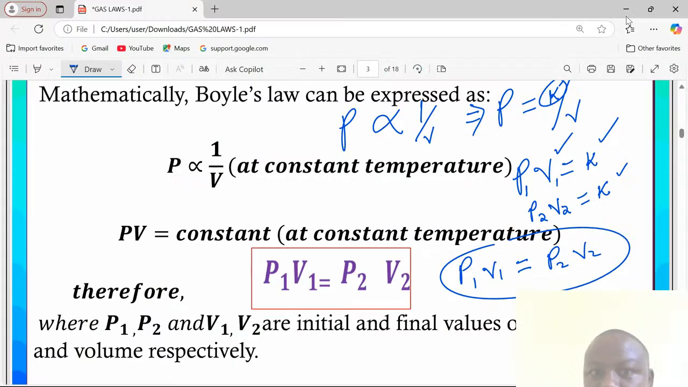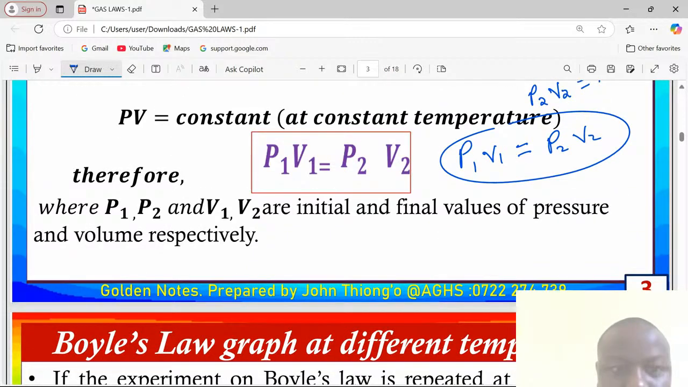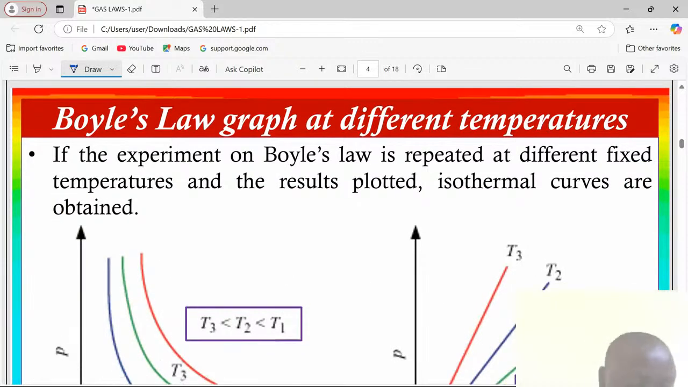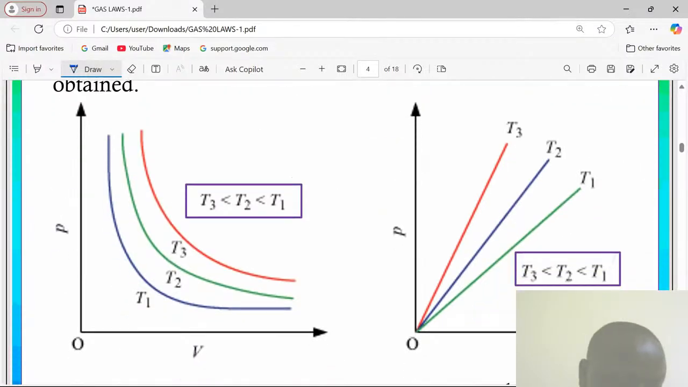We continue with Boyle's law of an ideal gas. We are saying pressure 1, pressure 2, and volume 1, volume 2 are the initial and final values of pressure and volume respectively. Now we can also represent this comparison graphically. If the experiment on Boyle's law is repeated at different fixed temperatures and the results plotted, isothermal curves are obtained.